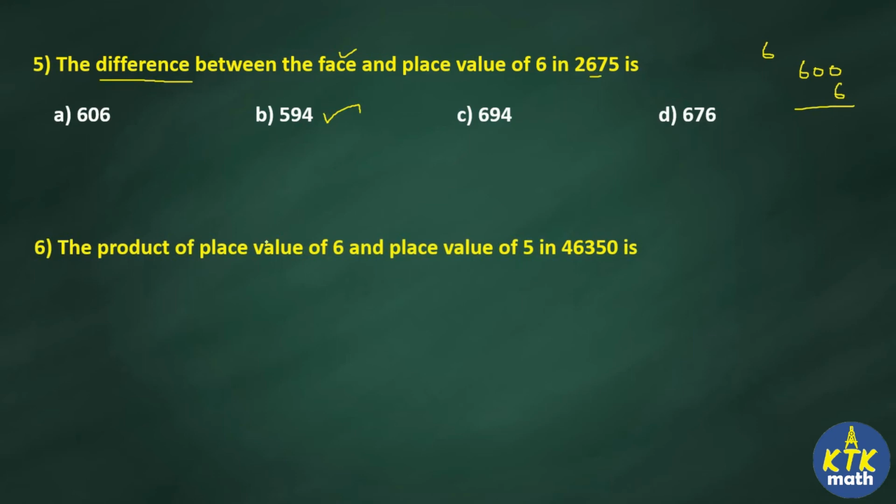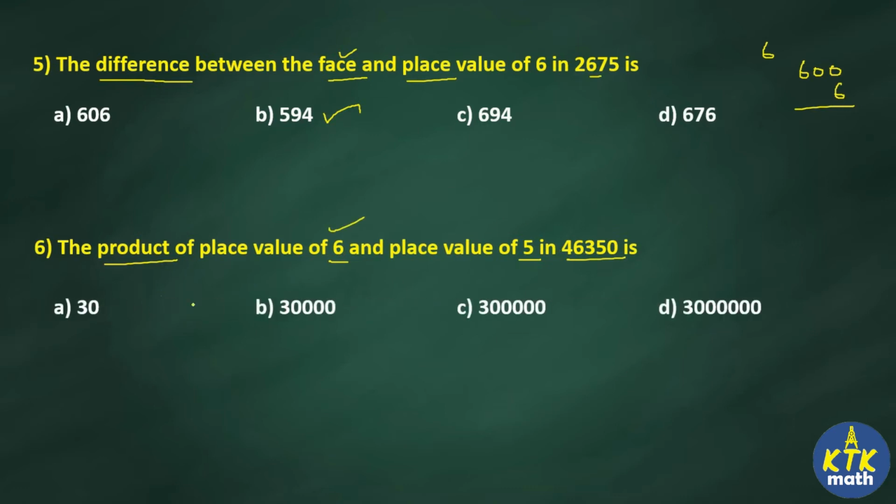Question number 6, the product of place value of 6 and place value of 5 in this number. Okay, so this time they are asking for the place values of two different digits and asking us to find the product. This has a similar method to question number 5, where they asked us to find face and place value. Here they are asking us to find place value of 6 and place value of 5 in this number. Okay, you just have the options with you. You just write down the place value of 6. Place value of 6 is going to be 6000. Is it correct? 6000. Okay, so place value of 6 is going to be 6000 and place value of 5 is going to be 50.